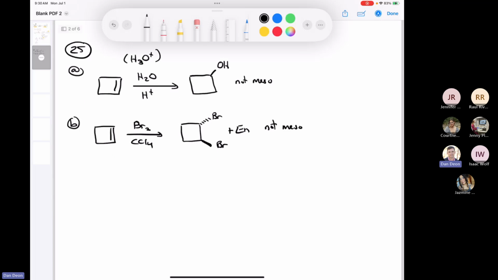Then if we go to C, C is in the same vein as the first one. You're just treating it with HCl. There's no Markovnikov, there's no anti-Markovnikov. You just get this. So this is not meso. So it better be the last one.